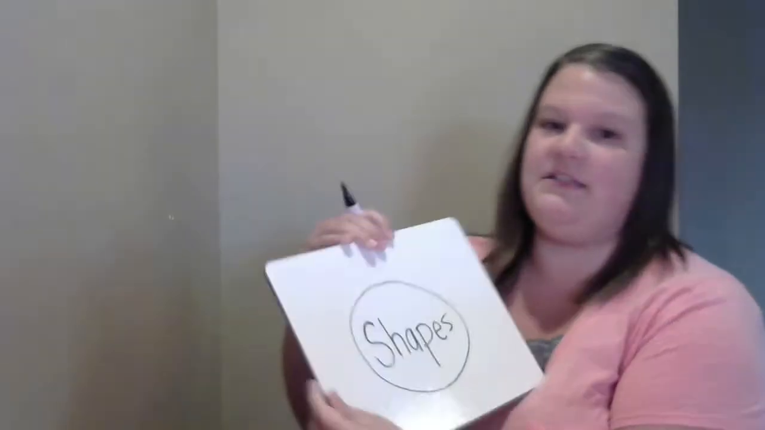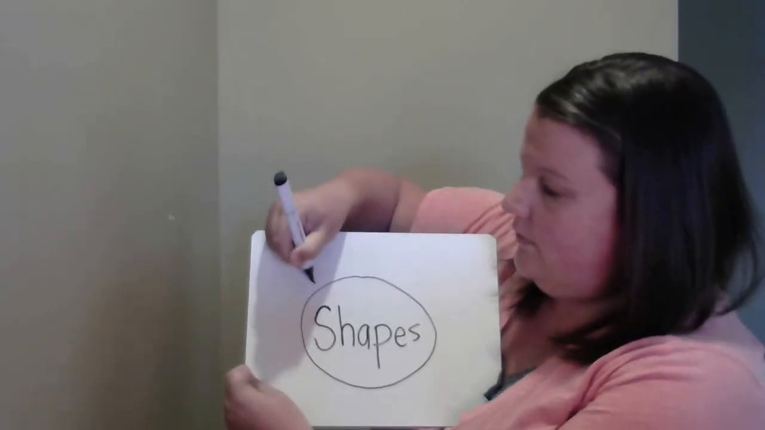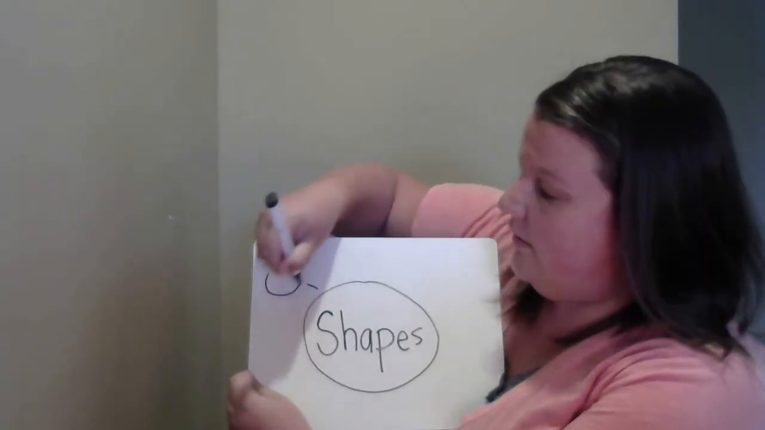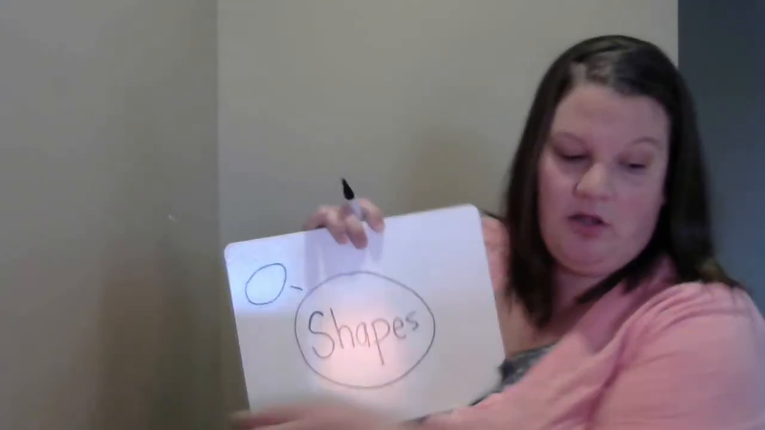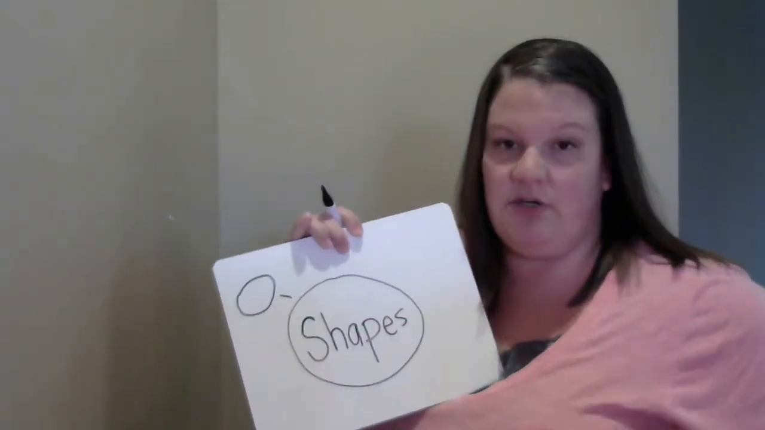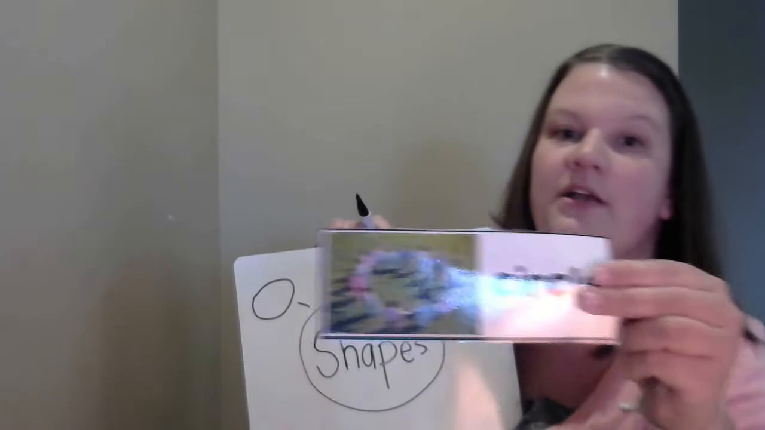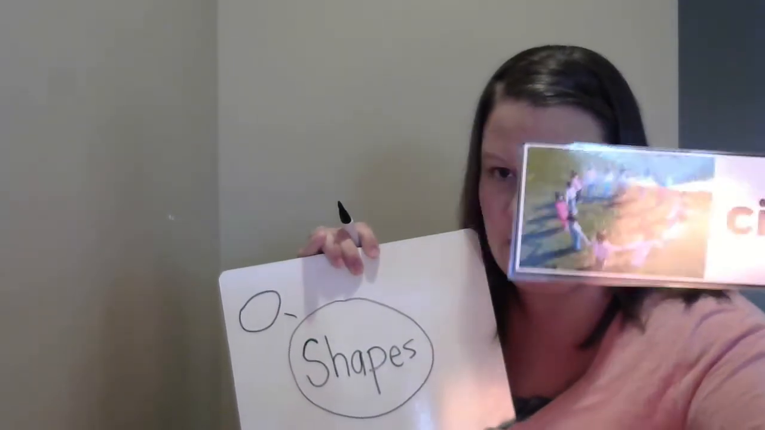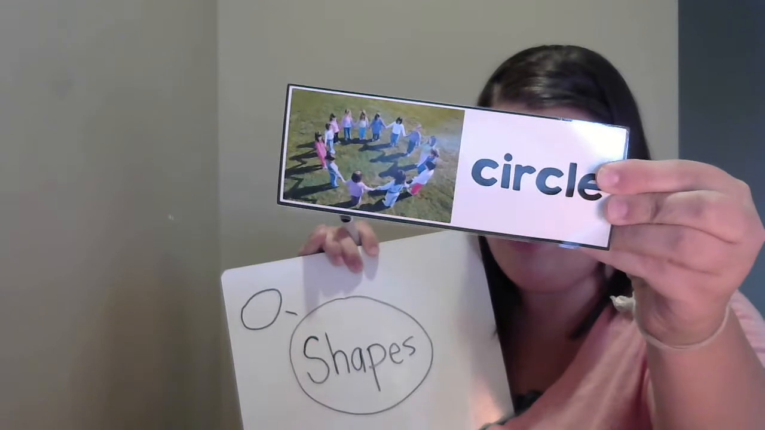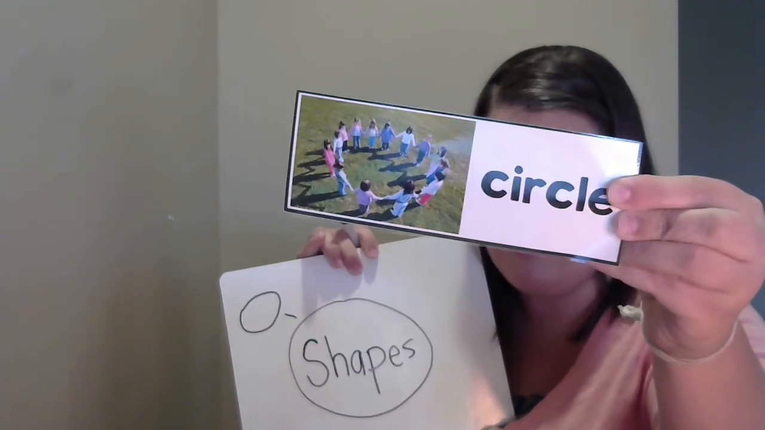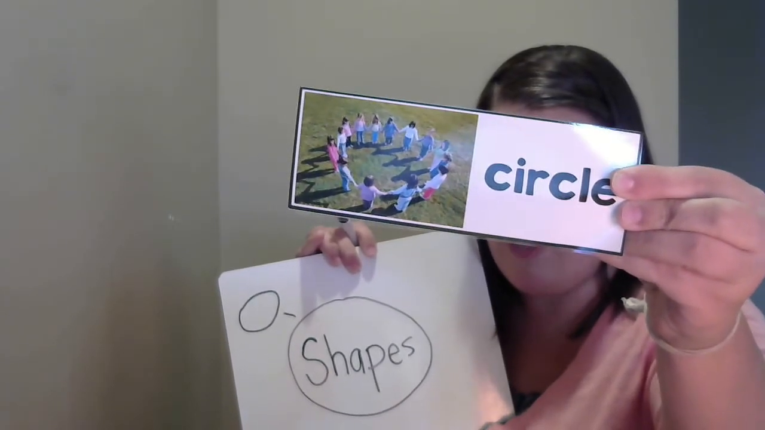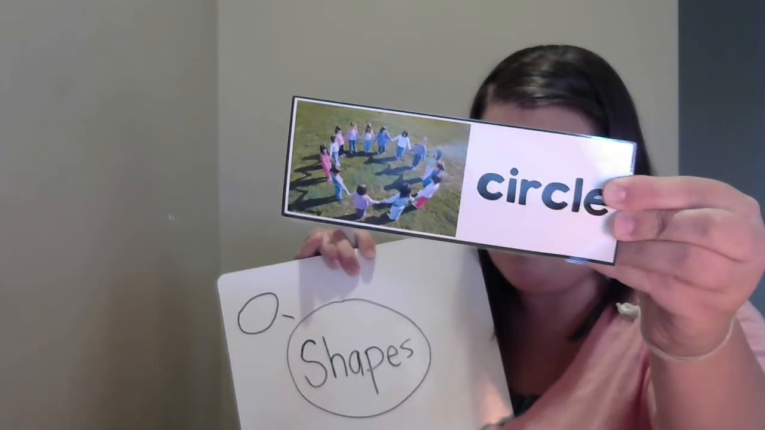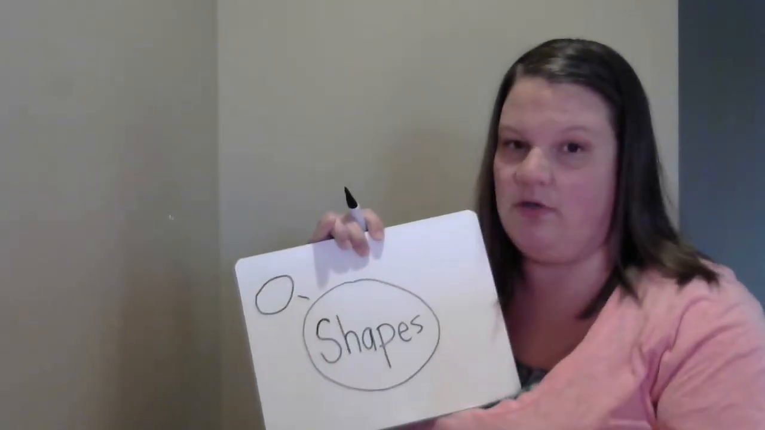Our first one that I can think of, I already have it right here, a circle. Remember, a circle is round. There's no beginning or end. So there's a circle, kind of like when we made a circle with our hands when we'd have story time at the carpet. So a circle. A circle's round.